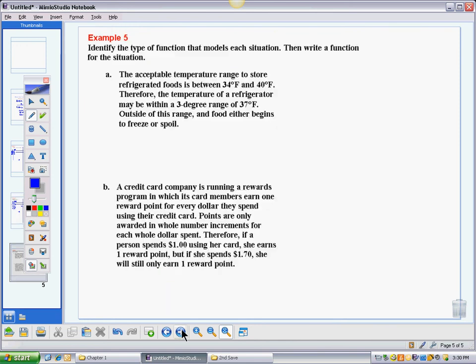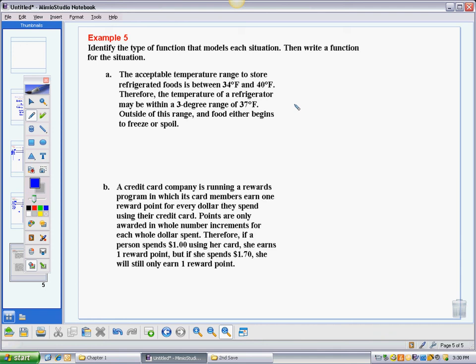Then next up, we have a couple of word problem situations. I was wanting you to write inequalities with these, or functions or equations for the given information. This first one states that the acceptable temperature range to store refrigerated foods is between 34 degrees and 40 degrees Fahrenheit. Therefore, the temperature of a refrigerator may be within 3-degree range of 37 degrees Fahrenheit. Outside this range, and food either begins to freeze or spoil.